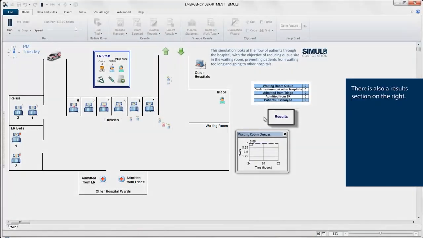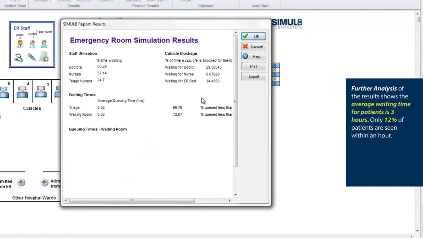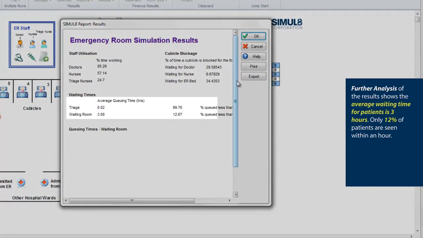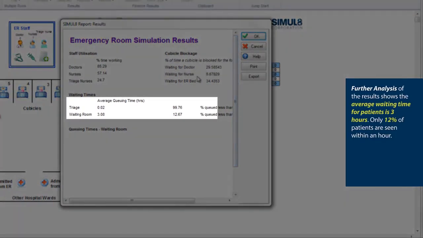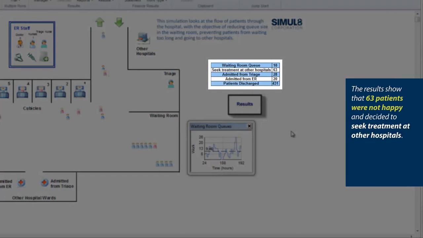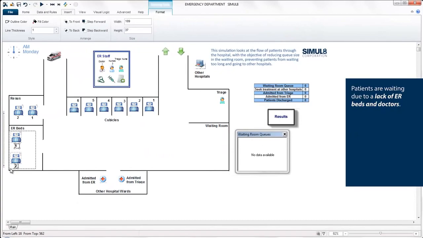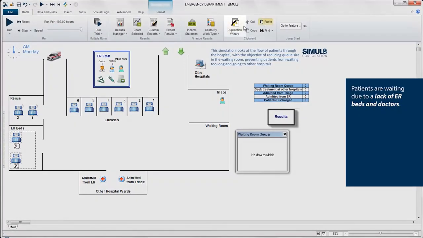We have also added results on the right-hand side of the simulation. If we speed up the simulation and look at the results at the end of the run, further analysis of the results shows that the average waiting time for patients is 3 hours, and only 12% of patients are seen within the hour. The results show that 63 patients were not happy and decided to seek treatment elsewhere. Patients are waiting due to a lack of ER beds and doctors.